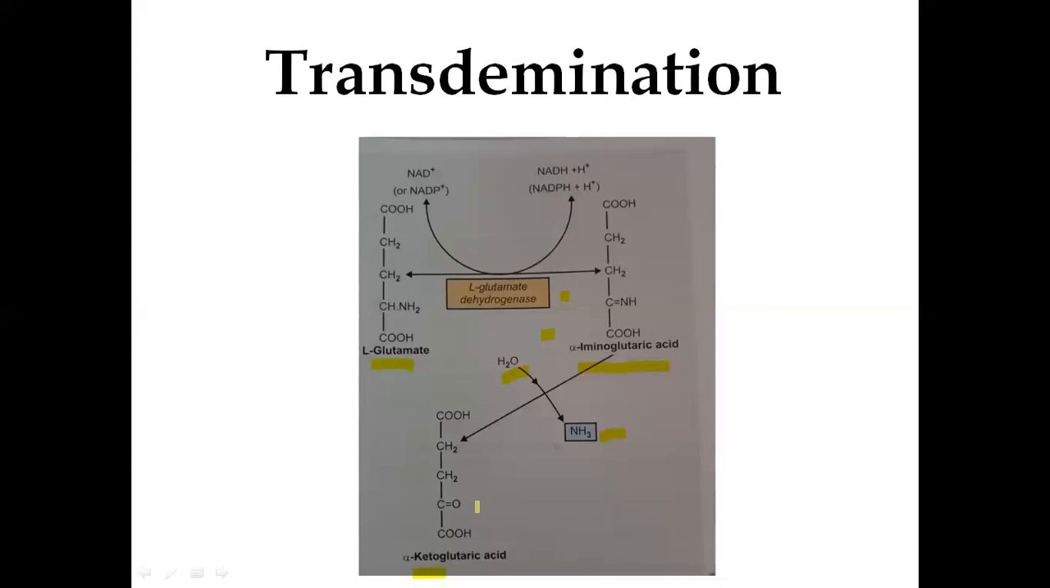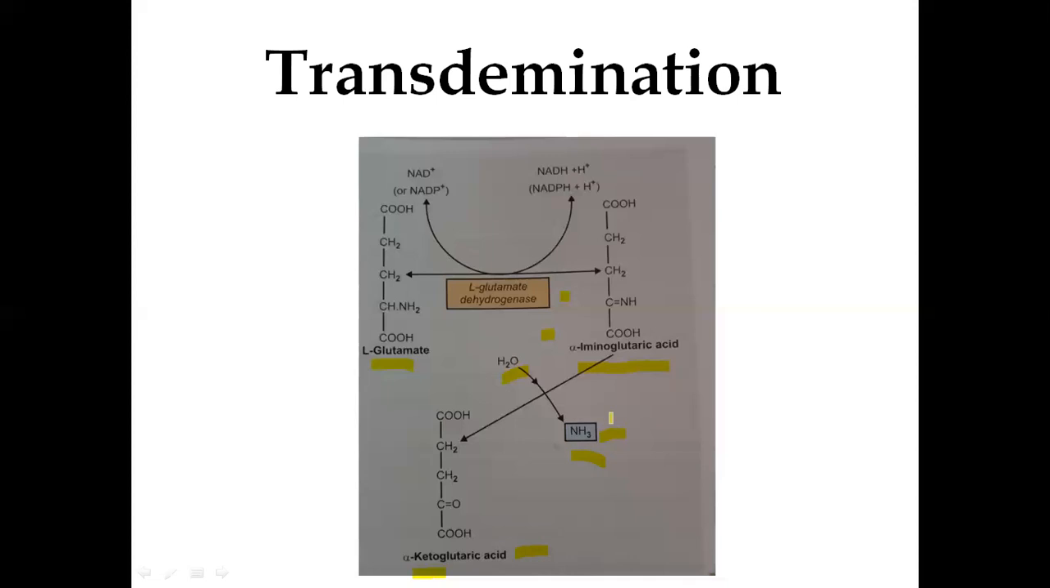But the quick removal of NH3 will result in the formation of urea in the urea cycle that you will be learning in the next session. And alpha-ketoglutarate goes to the TCA cycle. So this alpha-ketoglutarate is an intermediate of the TCA cycle. It enters the Krebs cycle. This NH3 will be utilized for the urea cycle.